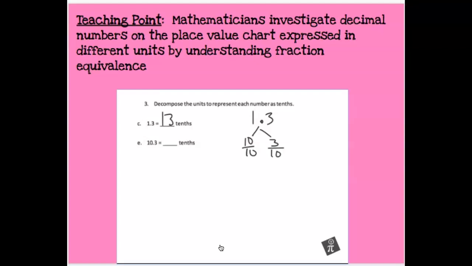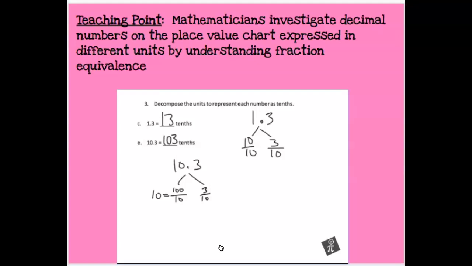And I could say, well, 10.3, another way to think of that, well, 10 is equal to 100 tenths, because each whole number is 10 tenths. So 10 whole numbers is 100 tenths, plus we have 3 more tenths. So this could be 103 tenths. 103 tenths. That's one way to show it.